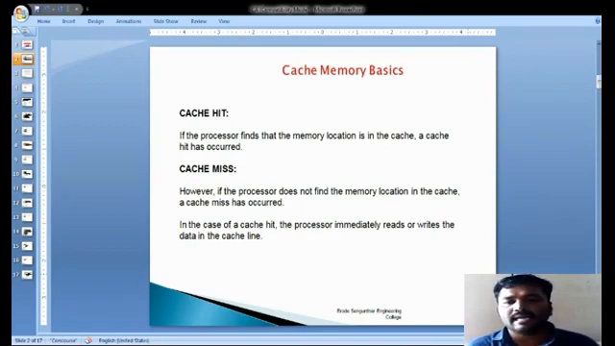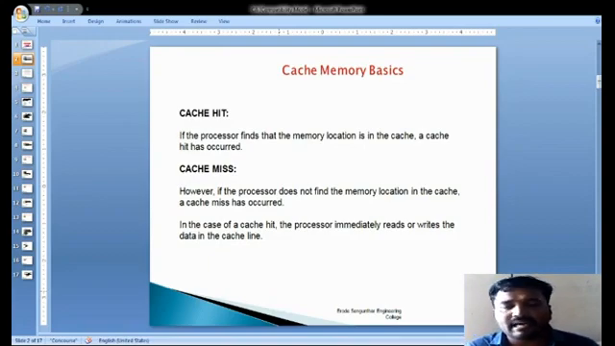Let us have a look at the cache memory basic terms in terms of performance. First one is cache hit, second one is cache miss. If the processor finds the memory location in the cache memory, a cache hit has occurred. Suppose I request a processor to find a particular file, whether it is present in the system or not.